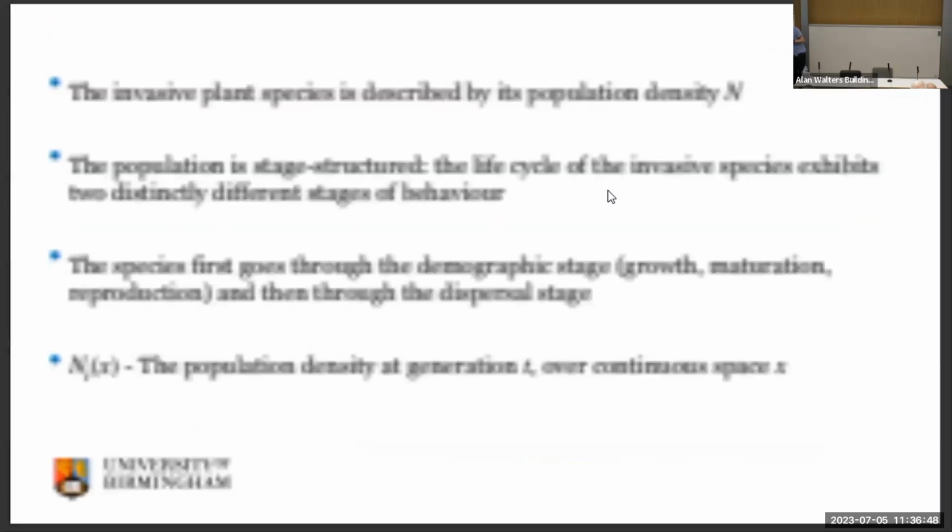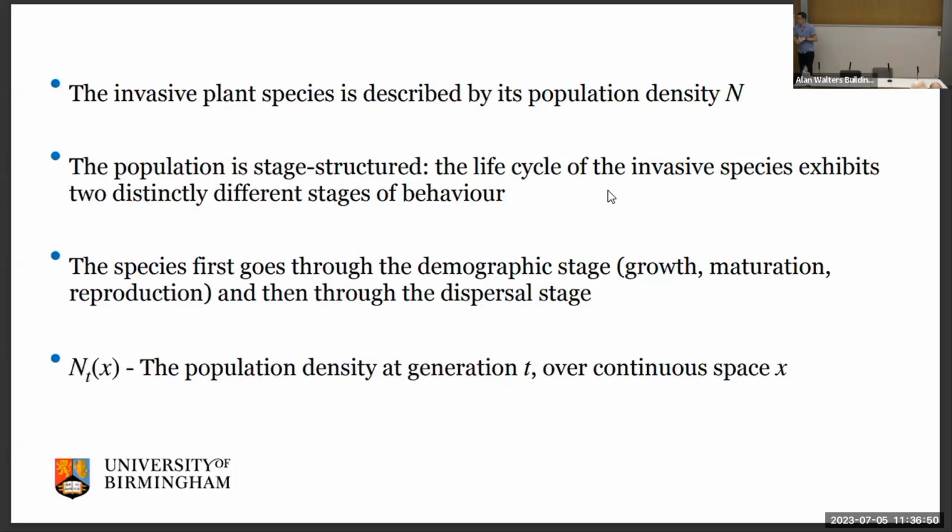So we've developed a mathematical model that incorporates a road into the domain, but just some basics for the model. To start with, without a road, we will just describe our population density within an area of invasive plants by n, and the model is going to be stage structured.